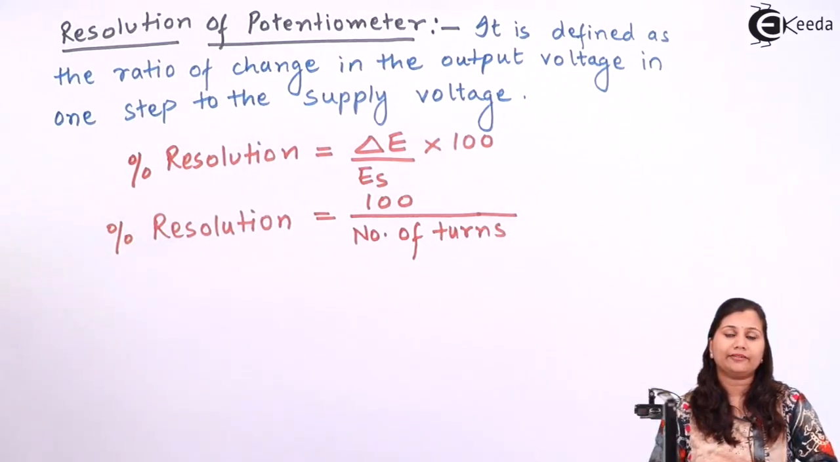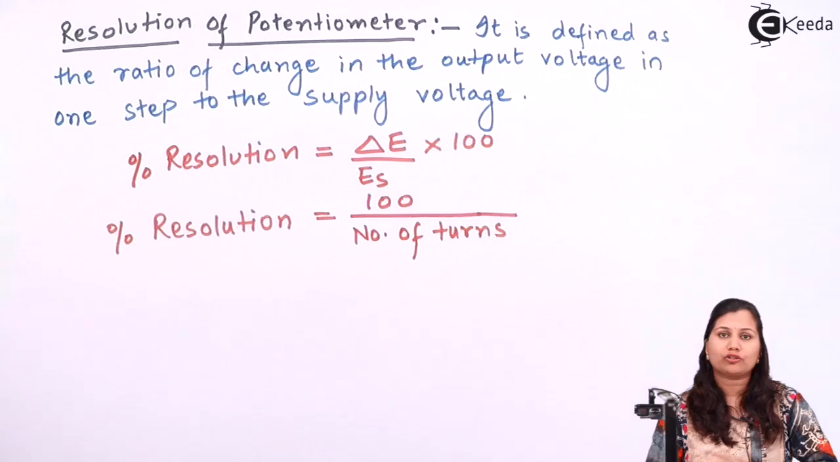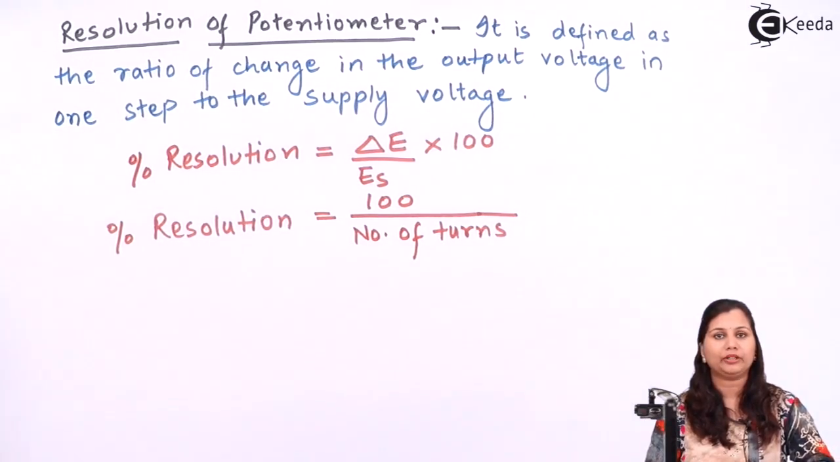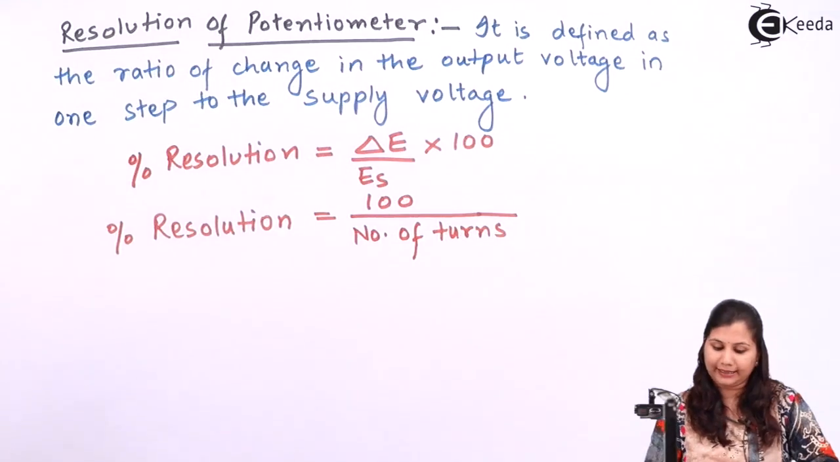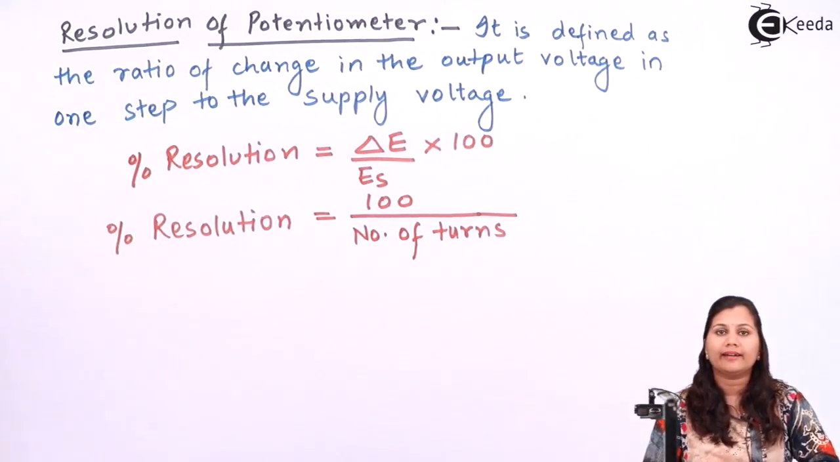Then we derived the ratio of the output and input voltages for both types of potentiometers. Then we studied how the potentiometer can be used as an error detector or the double-ended arrangement. And in the last, we studied the resolution of the potentiometer and how it can be calculated. So I hope this topic is clear to you.